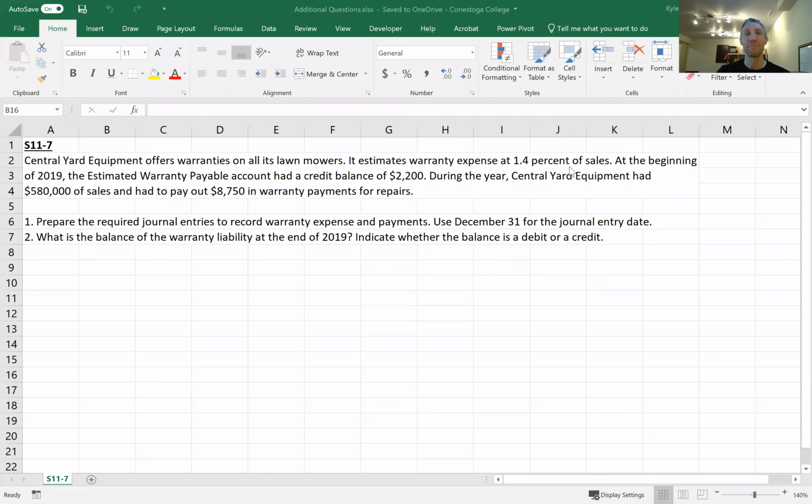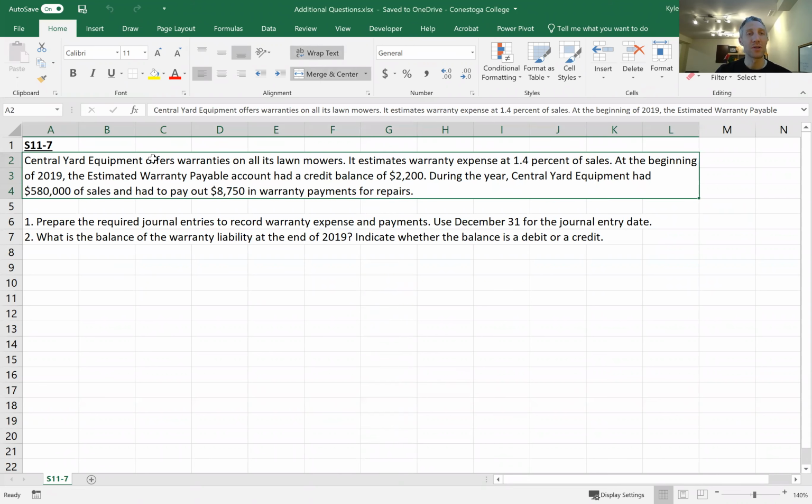This is going to be a video tutorial going over S11-7 from the Pearson textbook. All right, so let's just jump on into it. I've got this problem for us already set up in Microsoft Excel. So let's read it and see what we need to do.